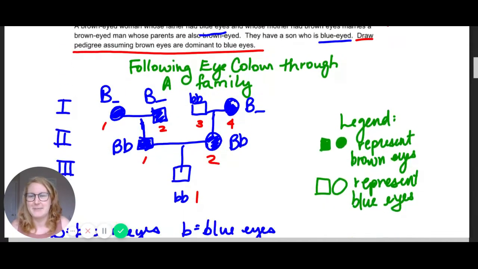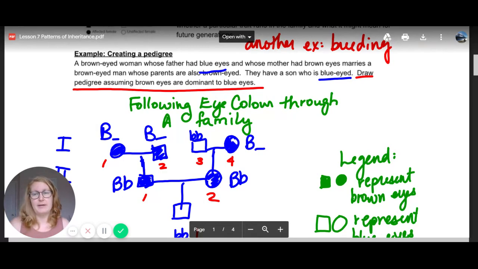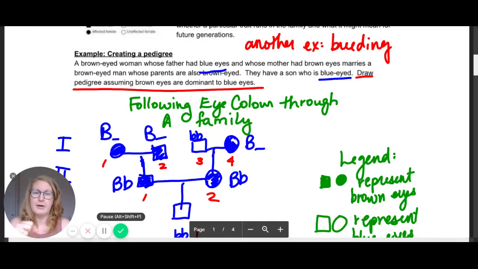Down below, I've done an example of creating a pedigree. Again, this particular one is nothing that's, let's call it bad. It's just any physical trait that we wish to do a pedigree for. So in this trait, I'm describing a family: a brown-eyed woman whose father had blue eyes and whose mother had brown eyes marries a brown-eyed man whose parents were also brown-eyed. They have a son who is blue-eyed. So draw a pedigree, assuming that brown eyes are dominant to blue eyes.